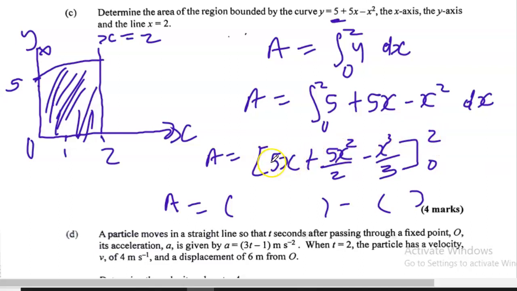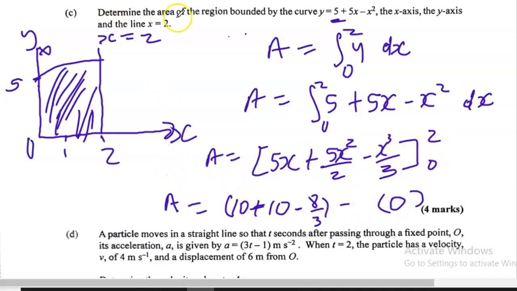So 5 times x, that's 5 times 2, which is 10. Plus, replacing x with 2 in 5x squared over 2: 2 squared is 4, 4 times 5 is 20, 20 divided by 2 is 10. And then minus x cubed over 3, 2 cubed is 8 over 3. In the second bracket, replace x with 0, so everything will be 0 plus 0 plus 0. All of that will be 0.